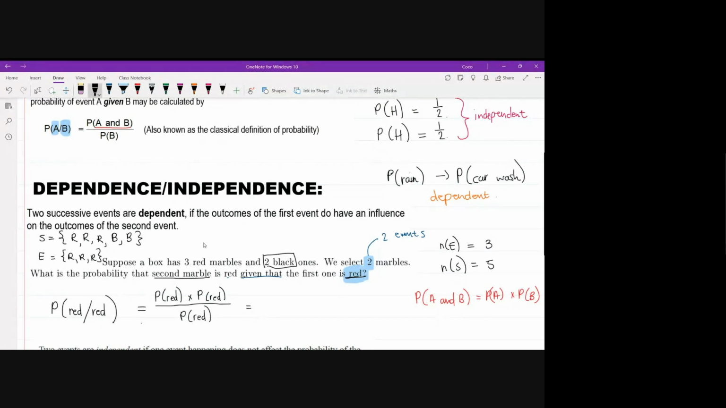We said that the probability of pulling out a red marble is 3/5. I want you guys to punch this into your calculator. The probability of red is going to be 3/5 times the probability of red, which is still 3/5, all over the probability of red again, which is also 3/5. Please punch that into your calculator and get me an answer.